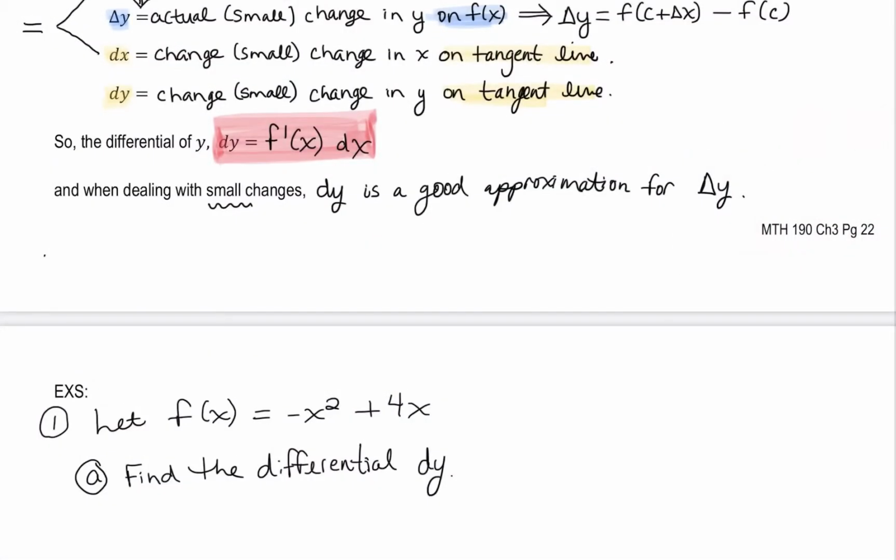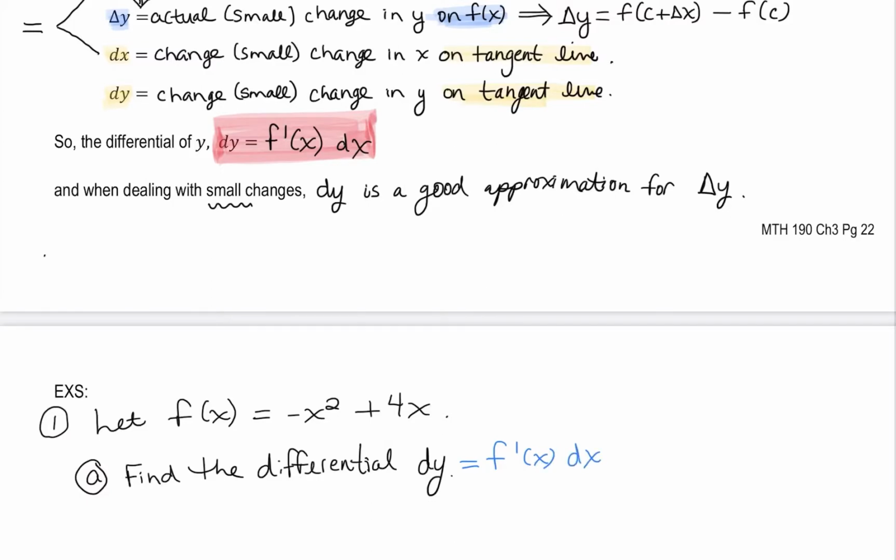So we're going to look at a couple of examples of using the differential that we developed last time. For our first example, we have f of x equals negative x squared plus 4x. And for part A, I just want us to find the differential dy, or it may just say find dy. What we want to think about is what's highlighted in red up above, which is that dy is equal to f prime of x dx.